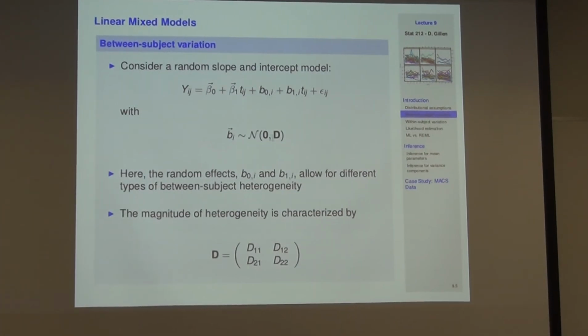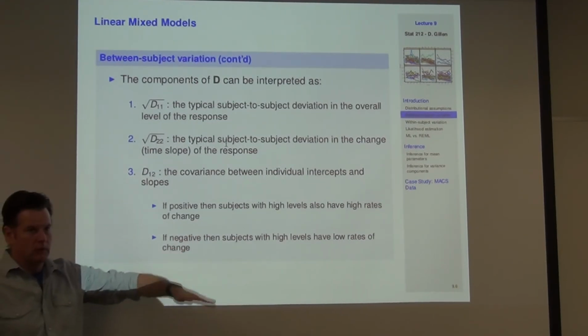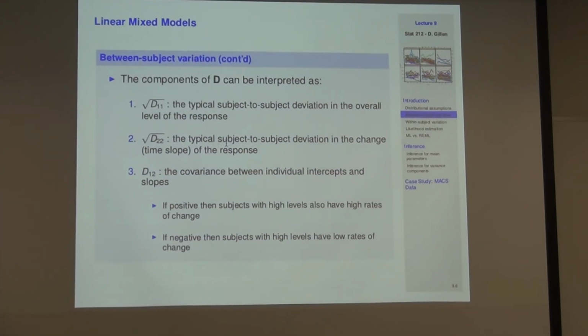So the magnitude then of the heterogeneity in the population in those random effects, or those random trajectories, if you will, is going to be characterized by that capital D matrix. In this case, it's going to be a 2 by 2, since my random effect vector has length 2. Okay? So how do we now interpret that capital D? It's pretty easy, actually. You can think about root D11. Well, that's just the typical subject-to-subject deviation in the overall level of the response. That's your random intercept, right? How much are people changing across the response? Root D22 is that typical subject-to-subject deviation in the slope across individuals. So that's pretty easy for us to think about.